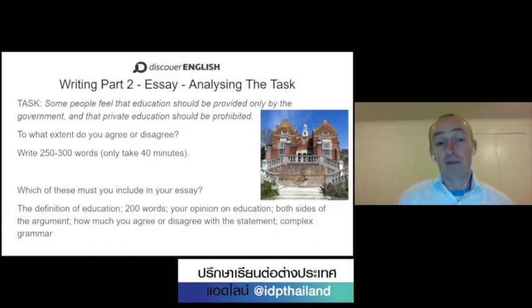Write 250 to 300 words, taking only 40 minutes. That would be the task. So where it says 250 to 300 words, you can write over 250 words. But normally, if a person's writing much more than 250 words, they probably won't have done task 1 very well, because they probably won't have enough time to do it. You've got an hour for both pieces of writing, which is divided approximately into 40 minutes for the essay, 20 minutes for task 1.